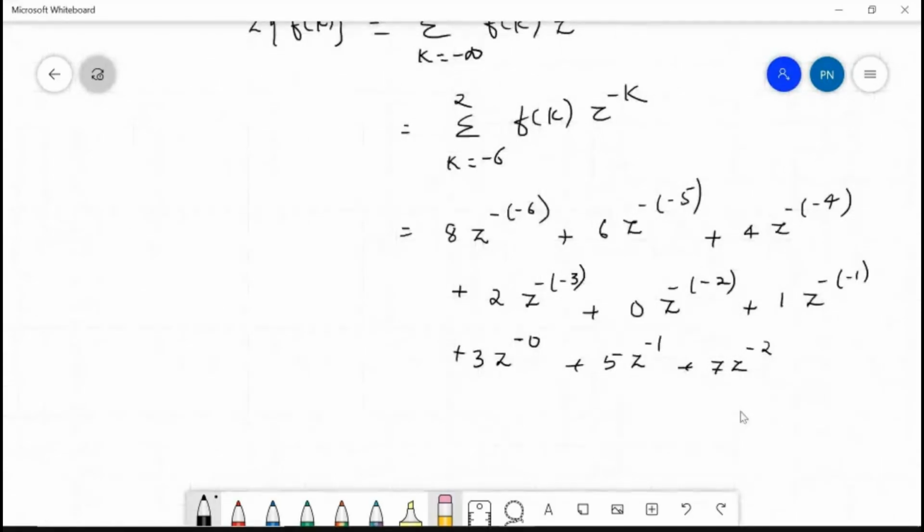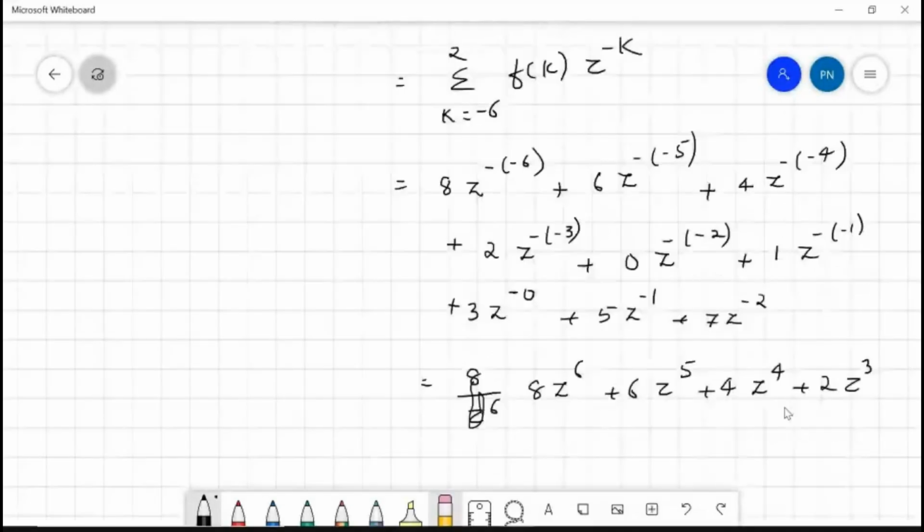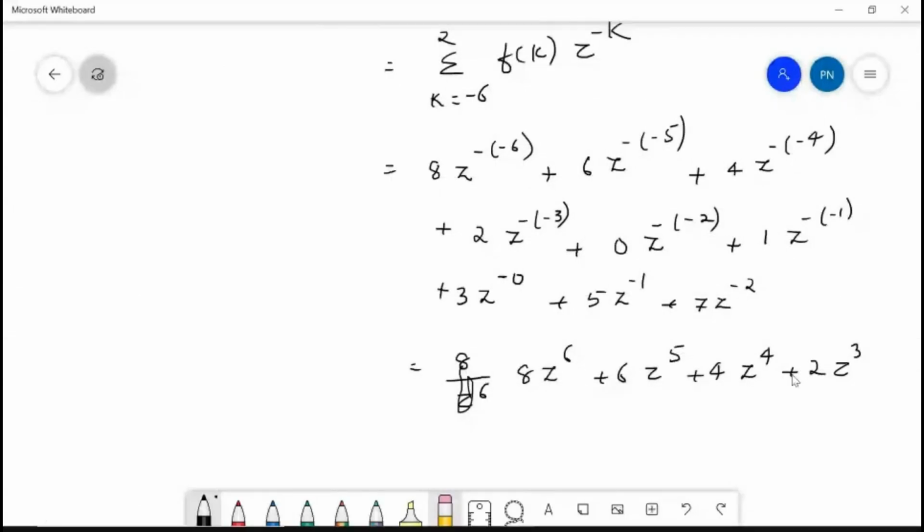So here we will have the answer as 8 upon z raised to 6. No, 8 into z raised to 6, 6 into z raised to 5, 4 into z raised to 4, 2 into z cube. The next one will be 0. Then we have plus z, then 3 plus 5 by z plus 7 by z square. That is the answer. Sorry, 7 by z square.